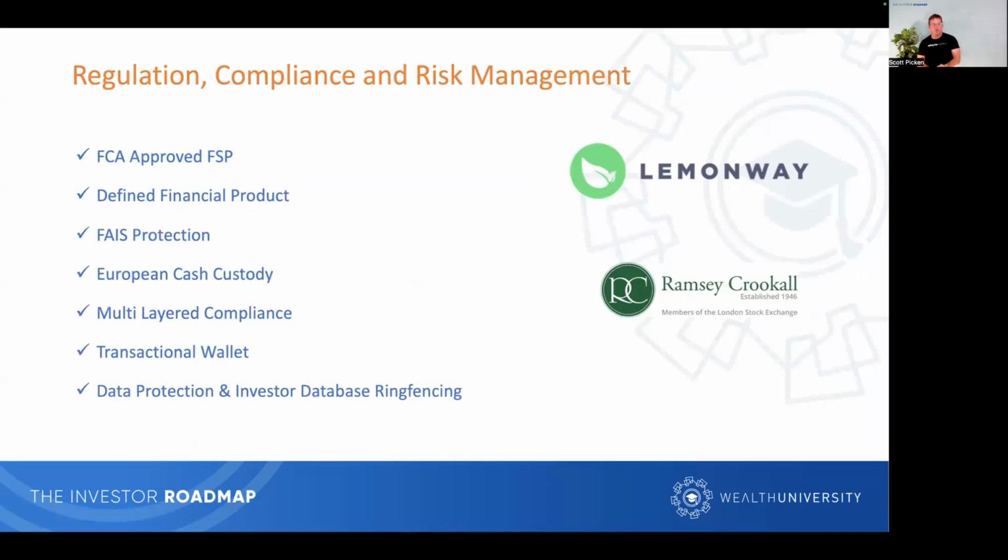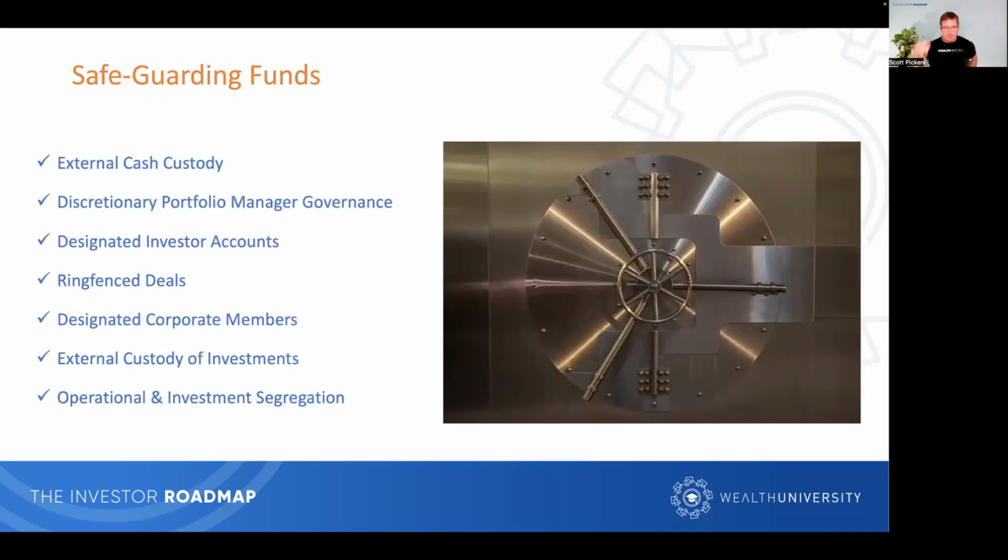We're an FCA approved FSP. We're a juristic rep in England. It's a defined financial product. You've got protection and European cash custody. We work with 11way, which is the biggest digital wallet provider in Europe. They have 8 million wallets. You've got multi-layered compliance: transactional wallets, data protection and investor database ring fencing. So multiple different layers of regulation, compliance, and risk management to look after your money.